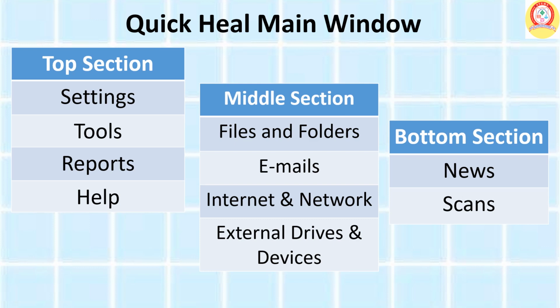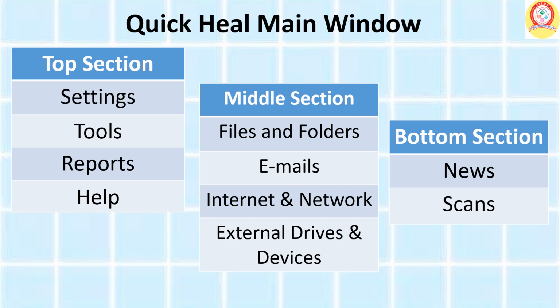These options allow you to configure settings for protecting the system when you are online. Okay children? Now let's study external drives and devices. These options allow you to configure settings related to threats that come from CDs, pen drives, external disks, etc. Okay children? Now the bottom section. The bottom section has the following options. News and scan.